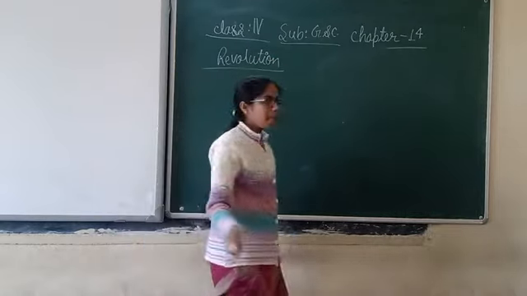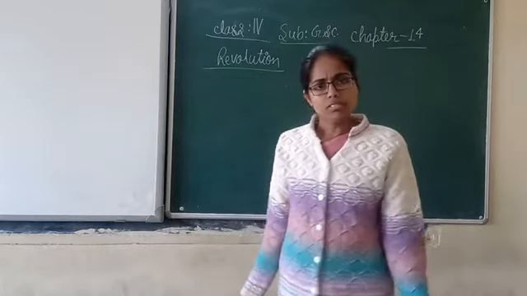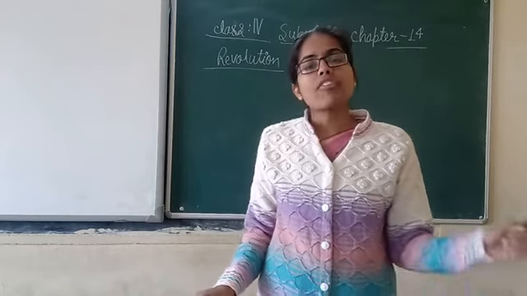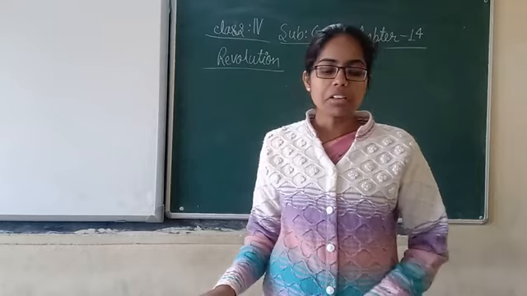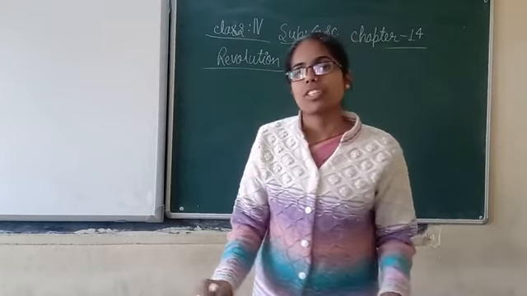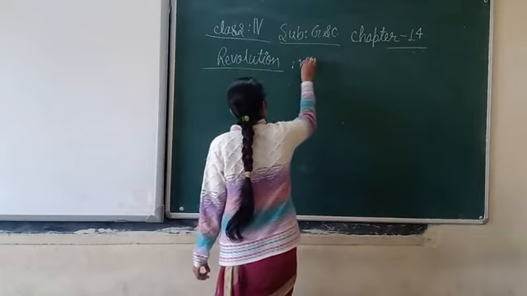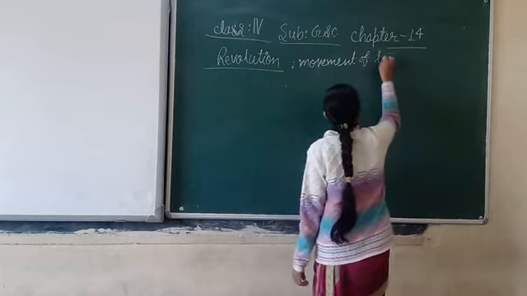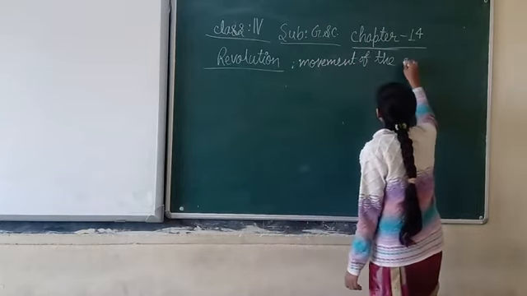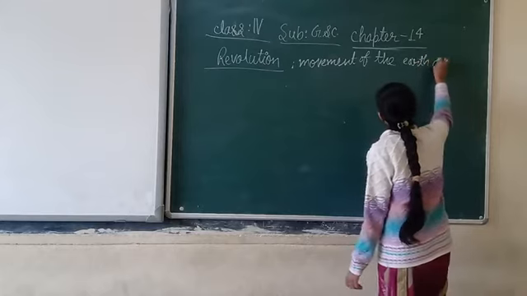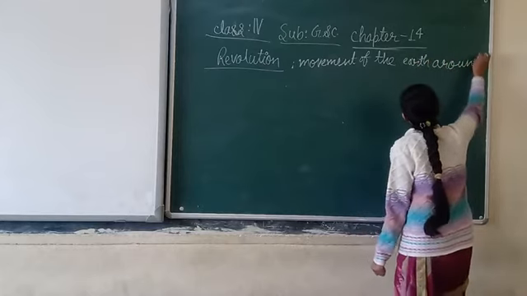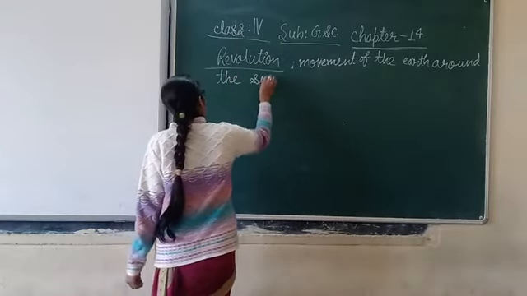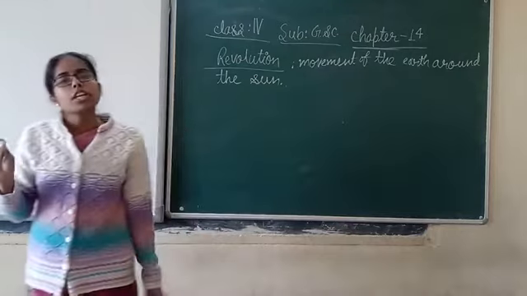If we talk in simple language, what is revolution? Revolution is nothing but the movement of the earth around the sun on its orbit. Movement of the earth around the sun on its orbit is called the revolution.